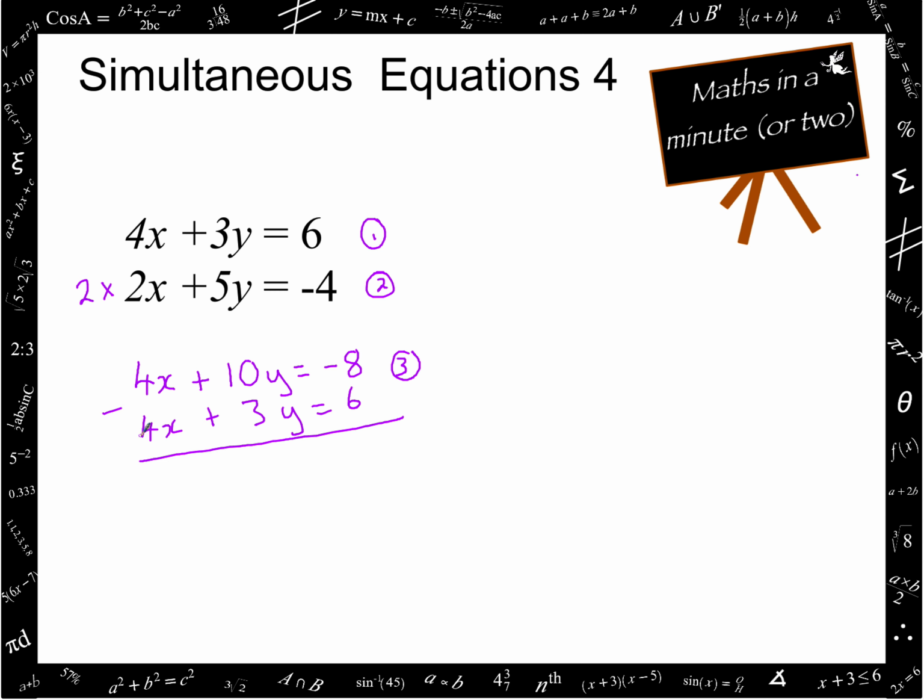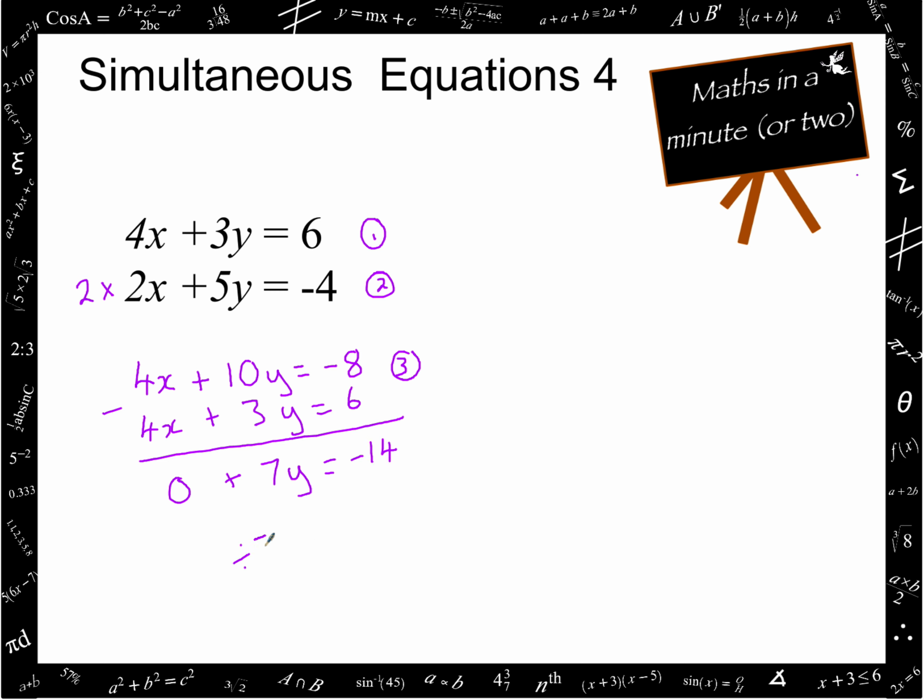I can subtract. So 4x take 4x is going to give me nothing. I don't even need to write that 0 if you don't want to. 10y's take 3y's gives me 7y's. Now if you had this the other way up, you'd end up with 3 take 10 and you'd have negative 7, but it will still work. It doesn't matter which way around you have it, as long as you're consistent. So minus 8 take away 6 gives us minus 14.